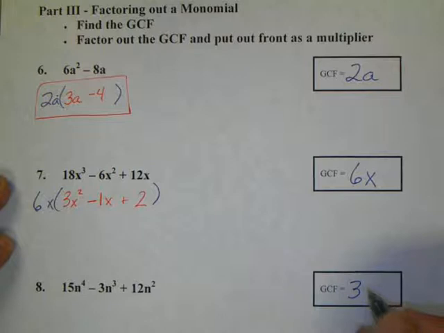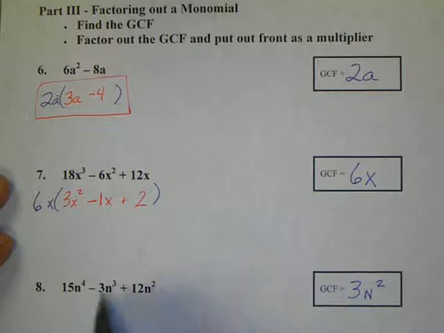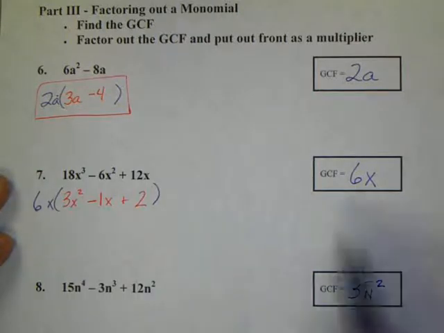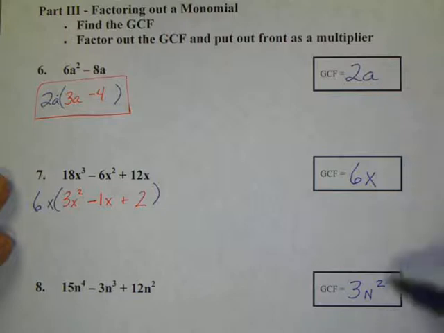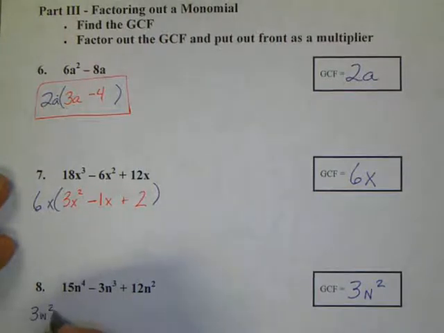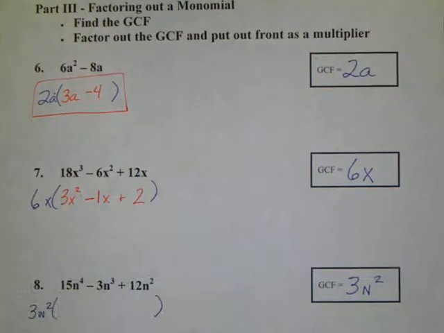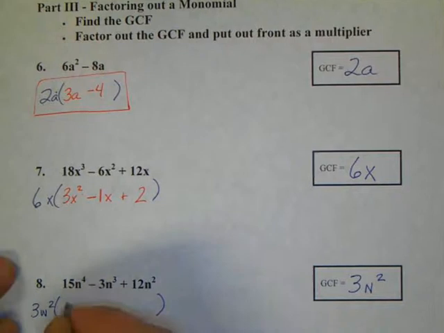Moving down, 15, negative 3, and 12. Looks like the GCF here is 3. And the smallest exponent between our variables is n squared. Did you pick up on that? The smallest exponent of each of our problems in the past is our GCF. Here it was 1a, 1x, and n squared. So let's put that 3n squared out front with our parentheses.